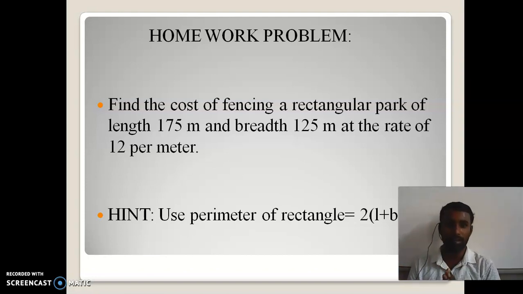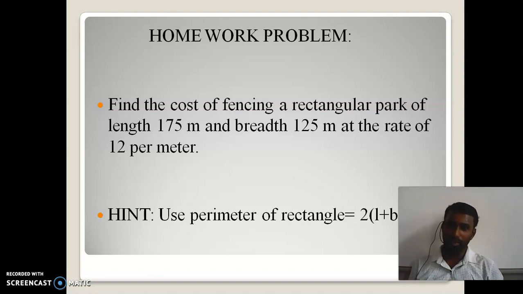Rectangular park. Okay, park means you like very much, right? So what is a rectangle? In a rectangle, the length is the maximum value and the breadth is the minimum value. So it will not have all sides equal; opposite sides will be equal, but the total sides should not be equal. Okay, so here we have to find that.